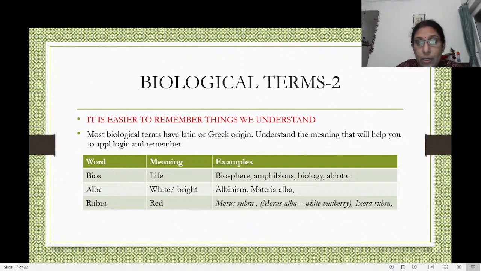Now, biological terms themselves have a meaning. Many times we find it difficult to remember because we do not understand the meaning, since these are generally in Latin or Greek. But if you can understand the meaning, it will be very easy for you to remember. For example, the word bios means life. So biosphere means the area where there is life. Amphibious means something which can live in different types of biospheres. Biology, study of life. Abiotic, without life or without oxygen.